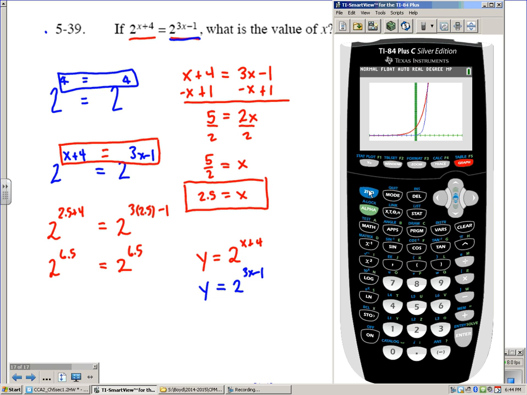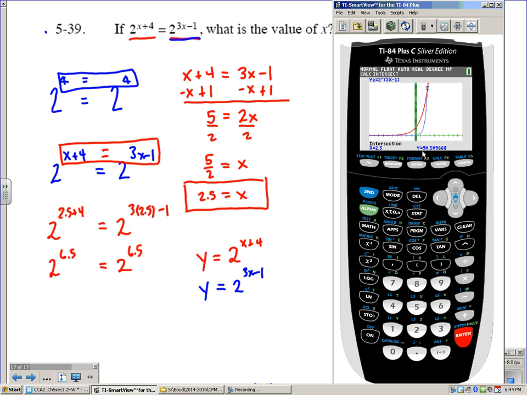So if we do our intersect function, let's do second trace, number 5. Let's mark those functions. We're on the red one here, enter. On the blue one, enter, and then let's hit enter one more time. And you see it says the intersection is at 2.5, which is what the x value needed to be, right? X equals 2.5.